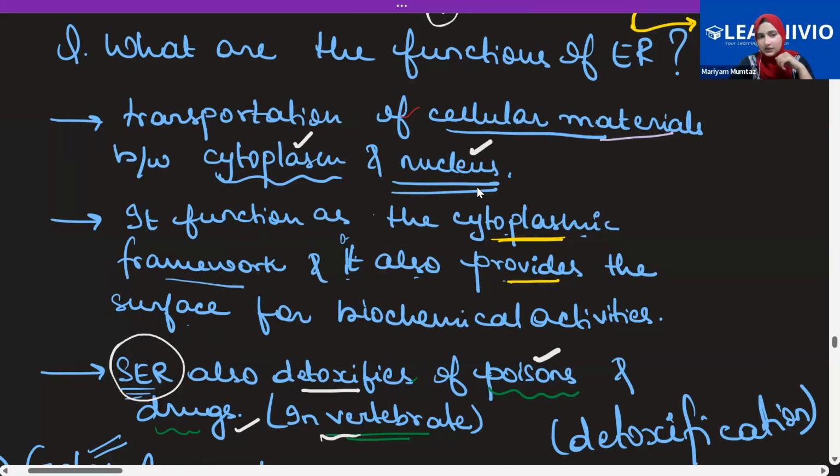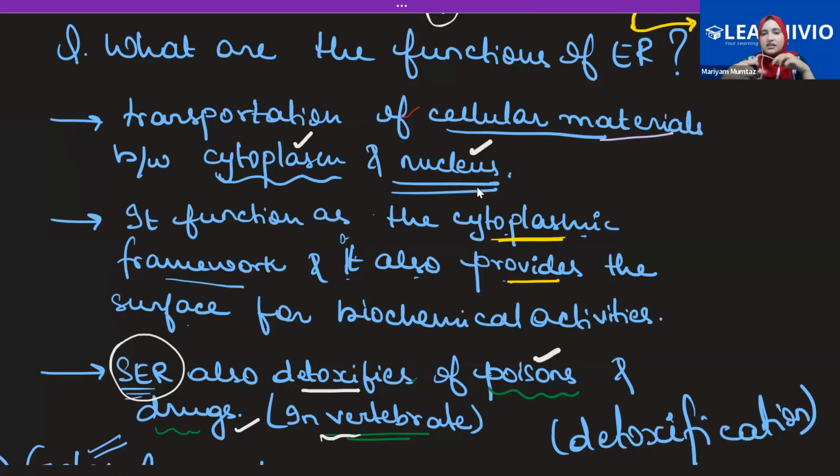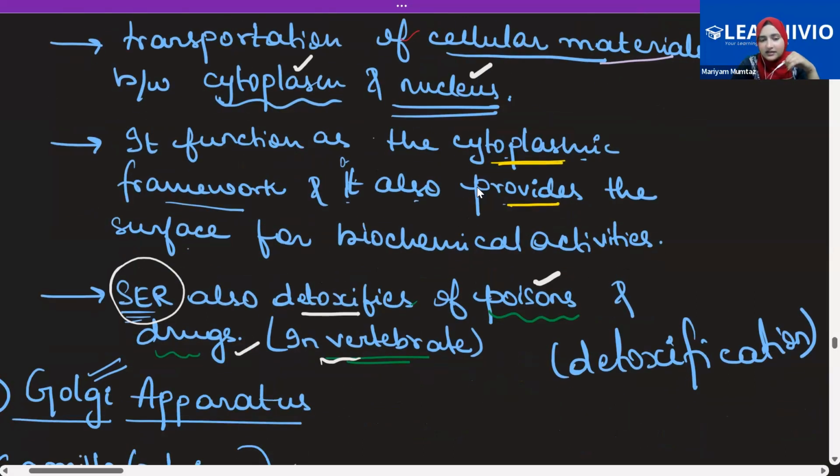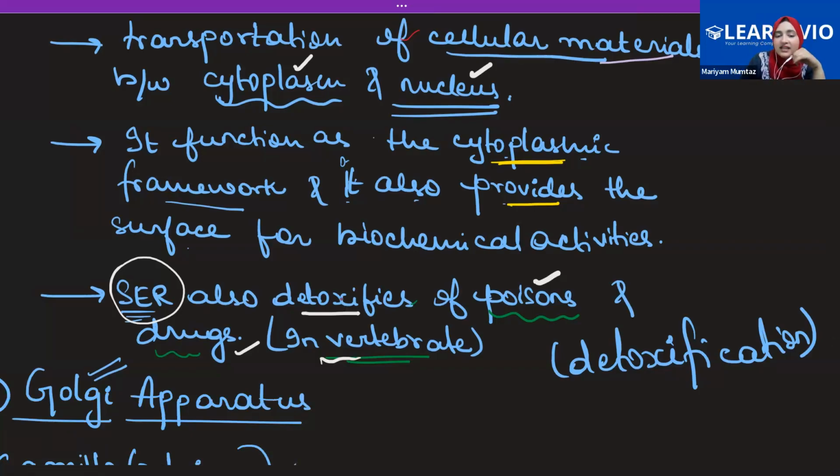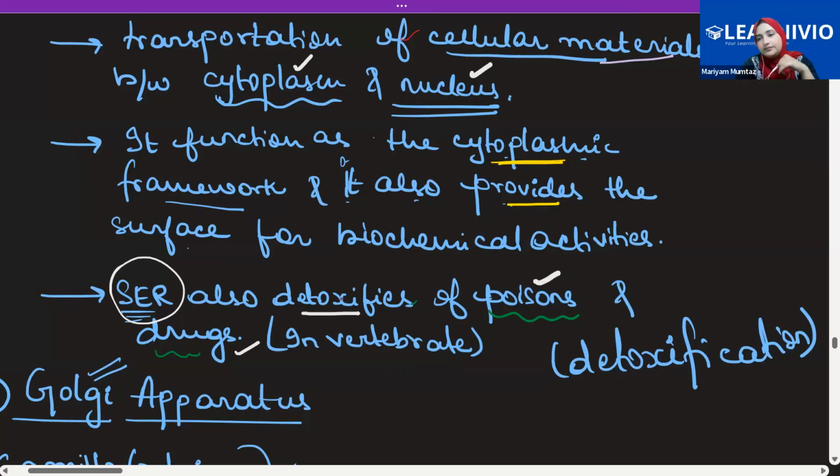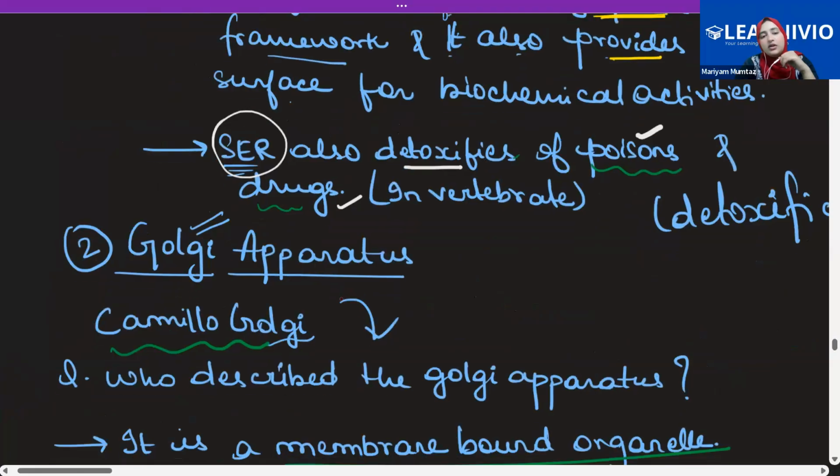See, the basic function is this. Okay. What are the basic functions? The transportation of the cellular material between nucleus and cytoplasm. That is one of the functions. It is responsible for providing the framework to the cytoplasm, or framework to the cell. And it also provides the surface area for the biochemical activities. And the smooth endoplasmic reticulum, we already saw that it is responsible for the detoxification process, but this happens in the higher organisms, which are called vertebrates. It doesn't happen in the lower organisms. Clear? Yes, ma'am.